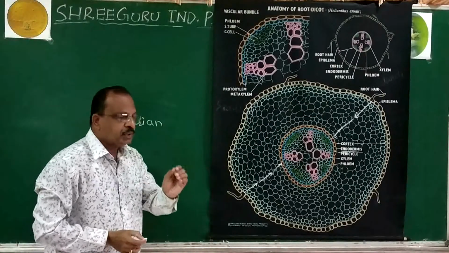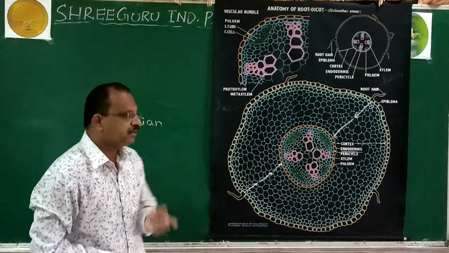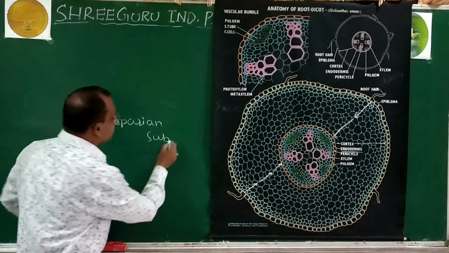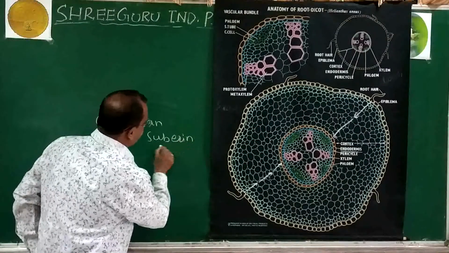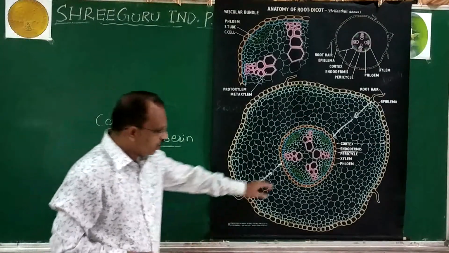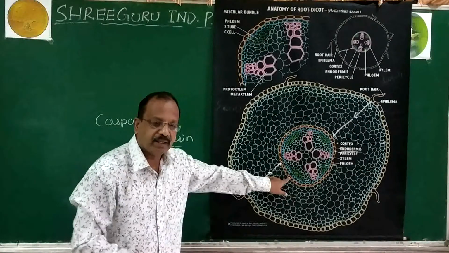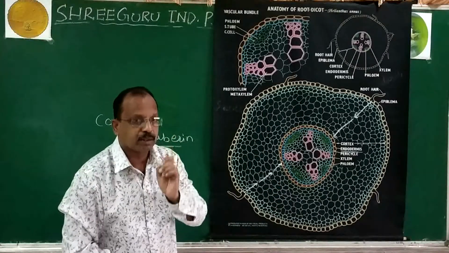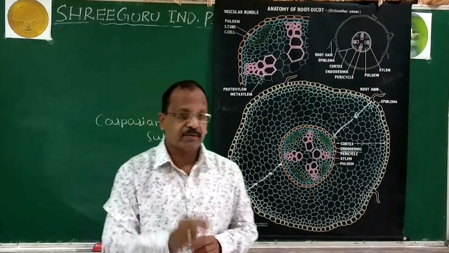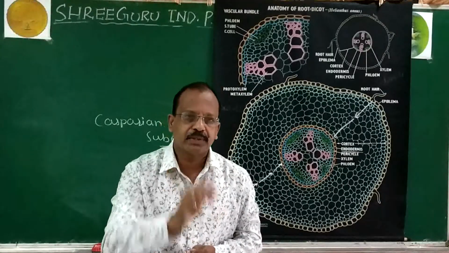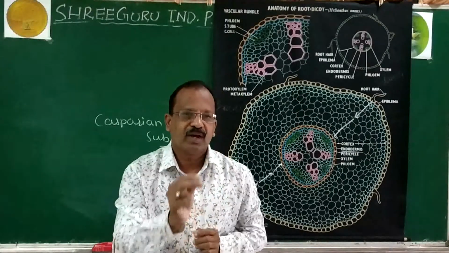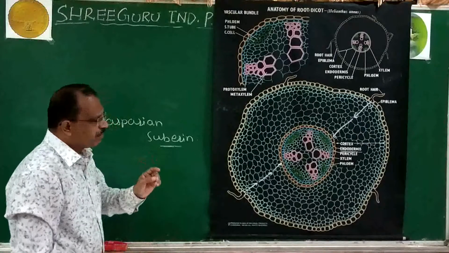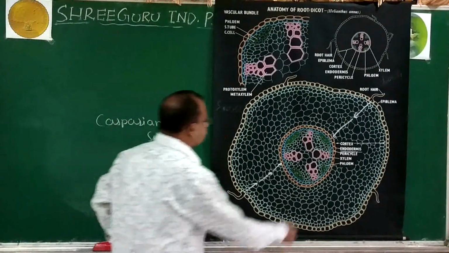Most of the endodermal cells will show Casparian thickening. That is nothing but deposition of suberin. You know already, cork or phellum, where I covered cells are compactly arranged. In addition to that, it is having suberin, a water impermeable material. So take care of this line.